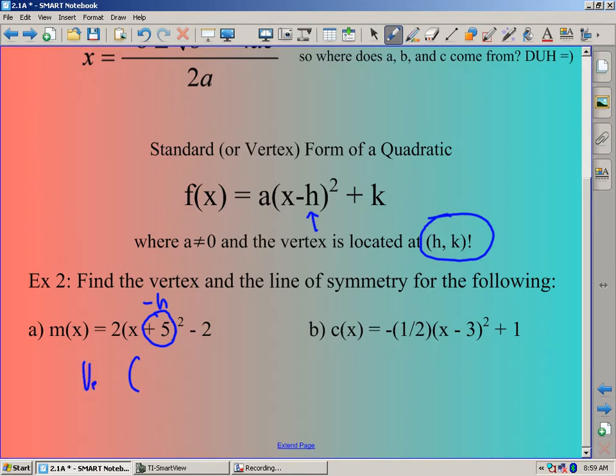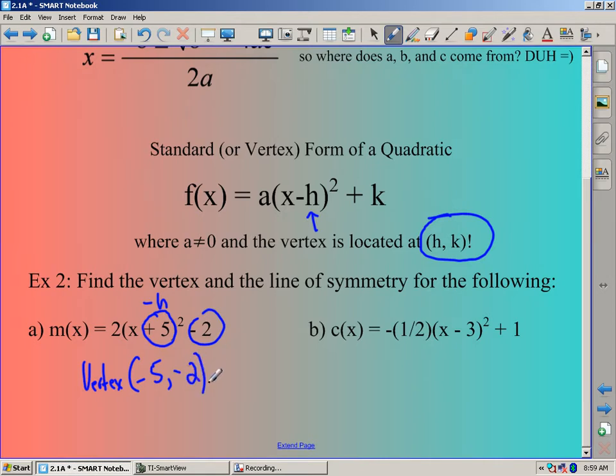So for the vertex, this is the opposite of what we see on the inside, and this is where we're talking about shifting left and right: the opposite of what we see. On the inside, it's the opposite of what we see, and on the outside, it's exactly what we see because it's a positive k. So we see a negative 2, so the vertex is at negative 5, negative 2.